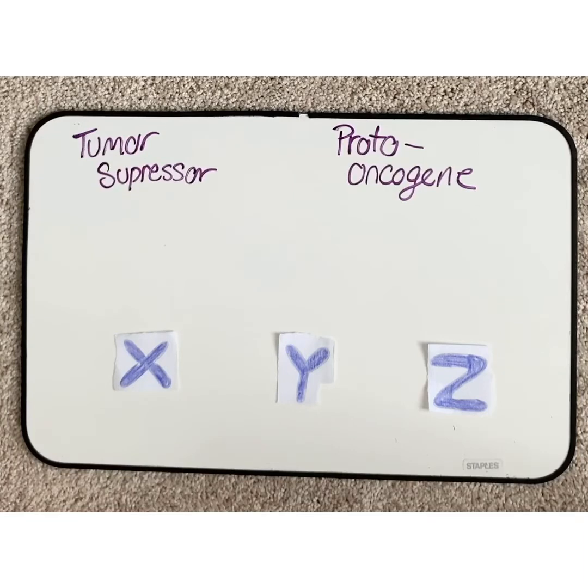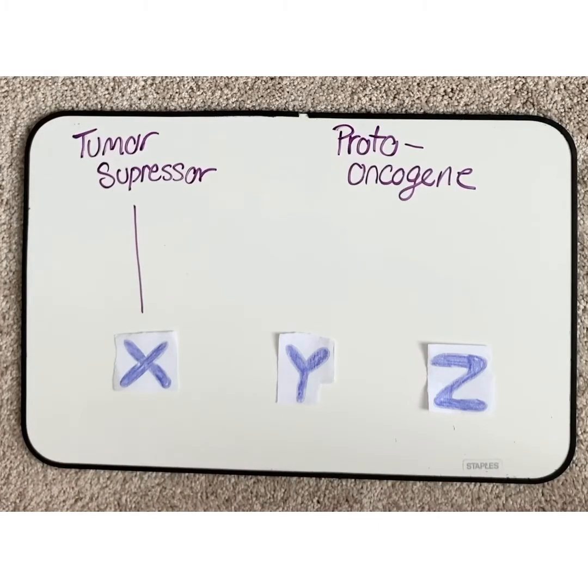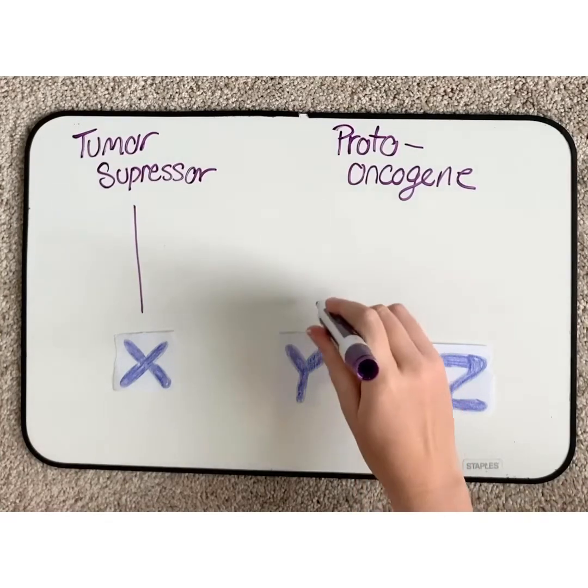The X gene had to have both alleles mutated for it to cause tumors. Now that is very similar to tumor suppressors. So we can guess that its function is to prevent uncontrolled cell growth normally. And now that it's mutated, it's not able to do that.